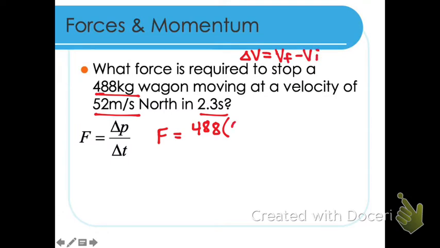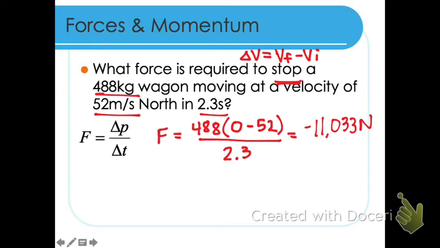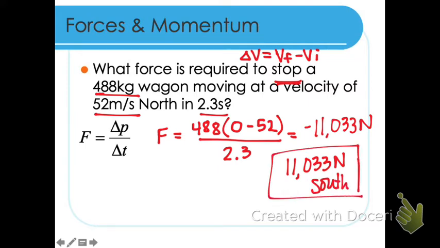Right, so what's my final velocity in this case? Final would be 0. Initial would be 52 over time, 2.3, right? This one doesn't specifically come out and tell you that my final velocity is 0, but it tells me it comes to a stop. So we've got to take up that context clue. Okay? And so now when I solve for my force, it's going to come out negative. Does that seem reasonable? It's moving in the opposite direction. Yeah, that's right. I was moving north, so the force that has to be applied to stop me has to come from the south. So 488 times negative 52 over 2.3. I get a force of negative 11,033 newtons, or I could label it as 11,033 newtons south if I wanted to. Just not both. Okay.